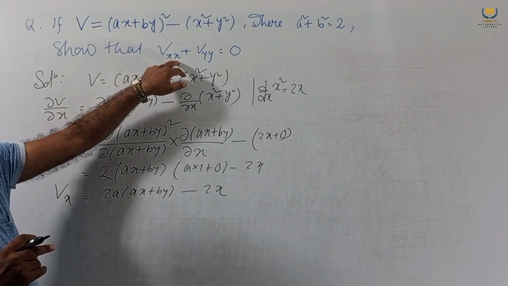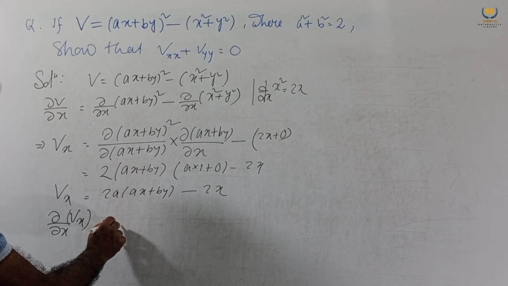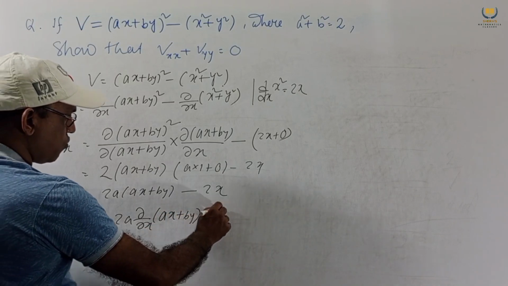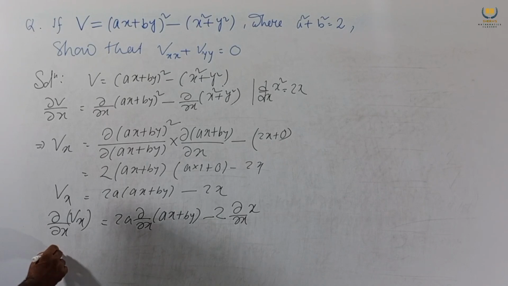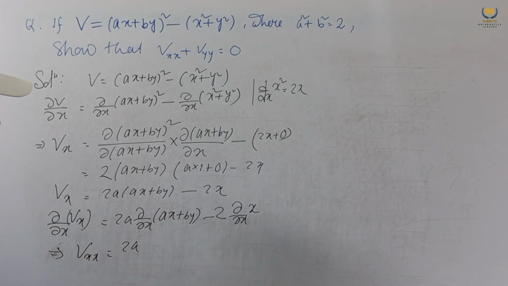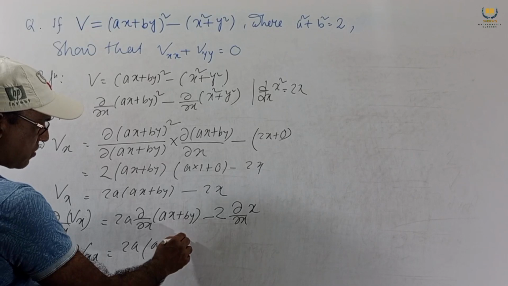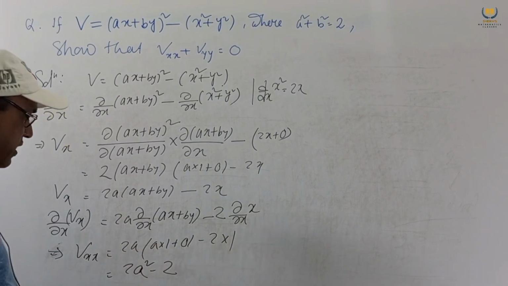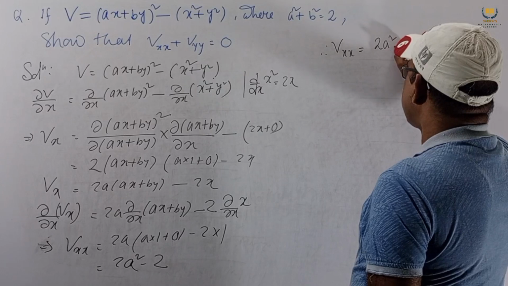But our result needs vxx. Again we differentiate partially with respect to x: del by del x of vx. Twice a is constant, del x of (ax plus by), 2 is constant, del x of x. So vxx is twice a times, differentiating partially with respect to x, x is the variable so this is a, by is constant, and del x of x is 1. So we get 2a square minus 2. Finally, vxx equals 2a square minus 2.